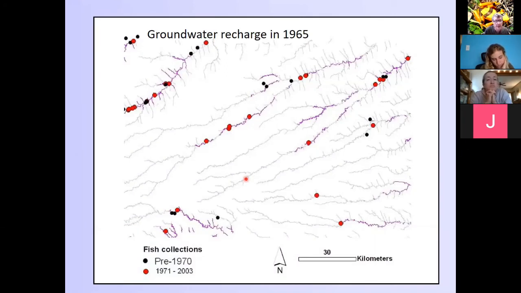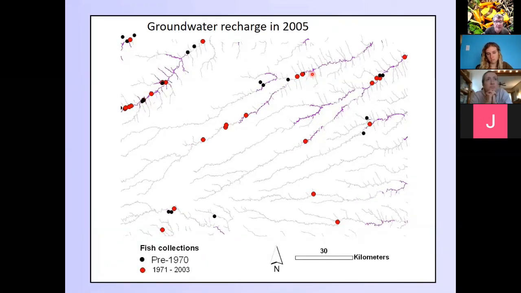And we see that in 1965, the areas that are purple are the ones that are still flowing. This is just that chunk of western Kansas I was talking about. And the dark dots are fish collections that were taken pre-1970. Remember that break point where we saw the big fall off was between 1960 and 1975. And then fishes that were sampled afterwards, we do see that almost all of these collections are happening in these purple areas. So where the groundwater keeps the stream flowing in the dry periods, that's the refugia for the fishes.